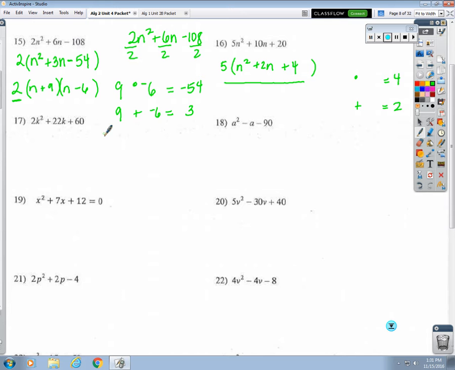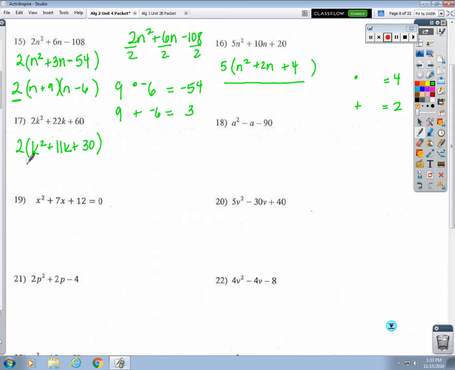Okay, why don't y'all go ahead and try 17 and 18. Okay, let's go and look at it. With number 17, you have a trinomial that's in ax squared plus bx plus c form, but the a is not a 1, it's a 2. Is 2 a GCF of all three of those terms? Can it be pulled out of all of them evenly? Yes. So when you pull out a 2, what's 2k squared divided by 2? 1k squared. And then bring down the plus. What's 22k divided by 2? And then bring down the plus. What's 60 divided by 2?